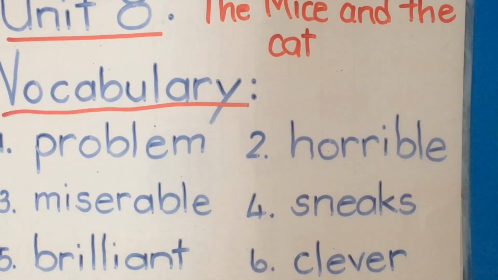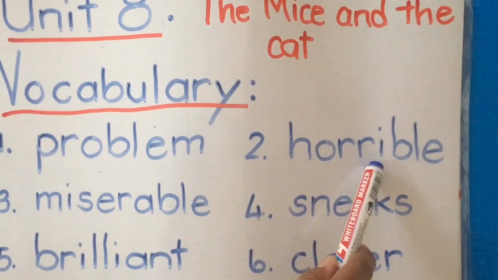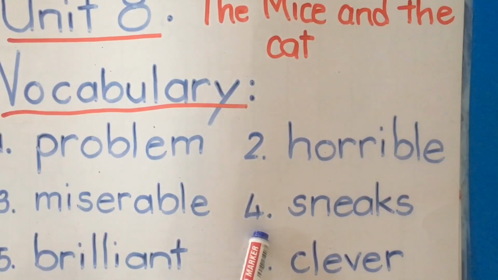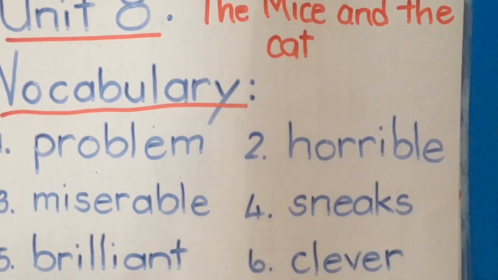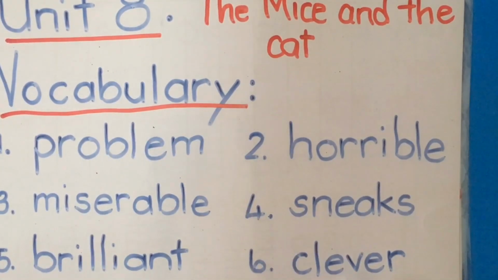Now before we even read the play script, we have to deal with some vocabulary. There are some words that are unfamiliar, and we need to know these words so that we understand the play script better. All right, so our vocabulary today will be 1, problem, 2, horrible, 3, miserable, 4, sneaks, 5, brilliant, and 6, clever.